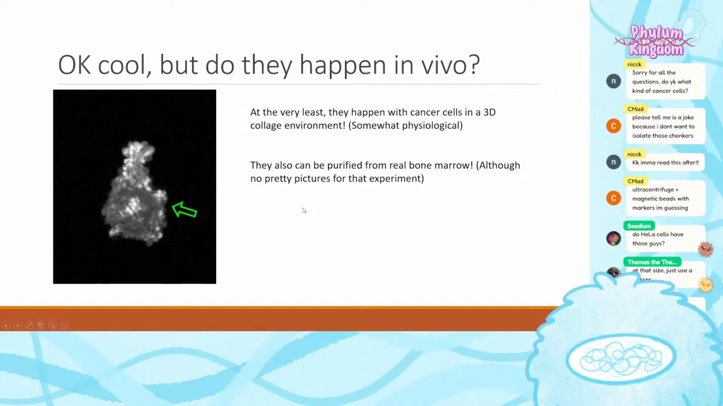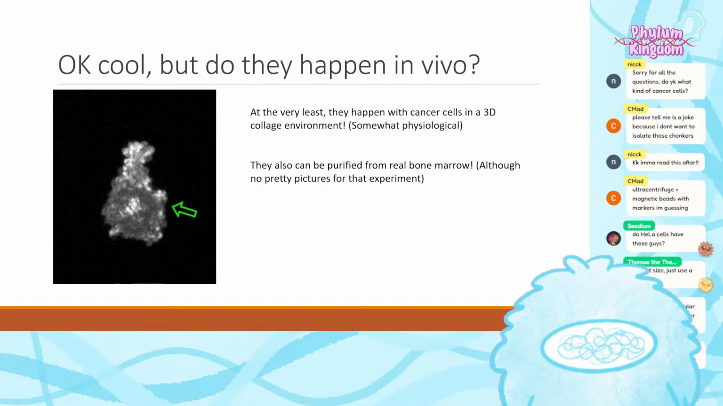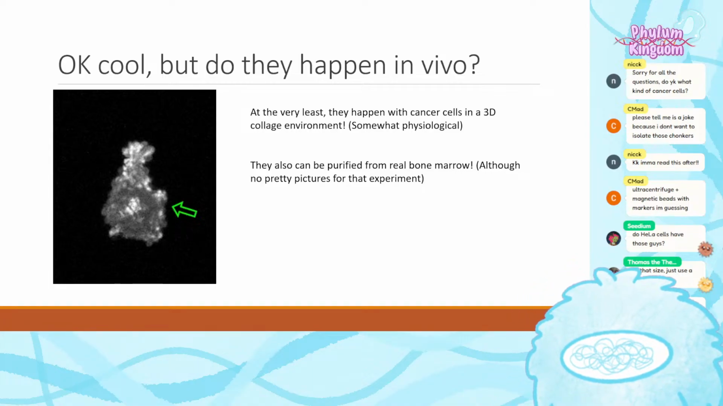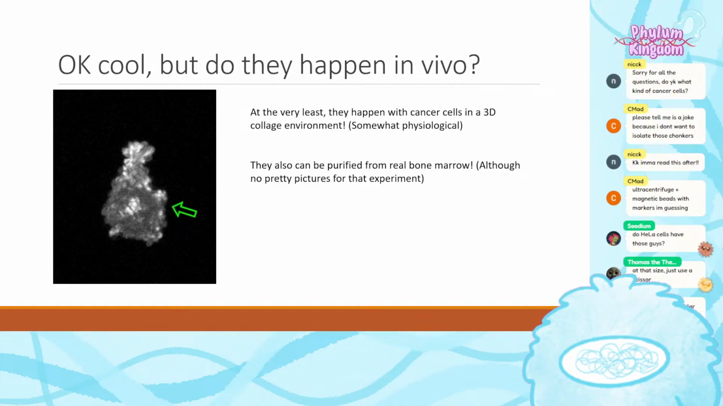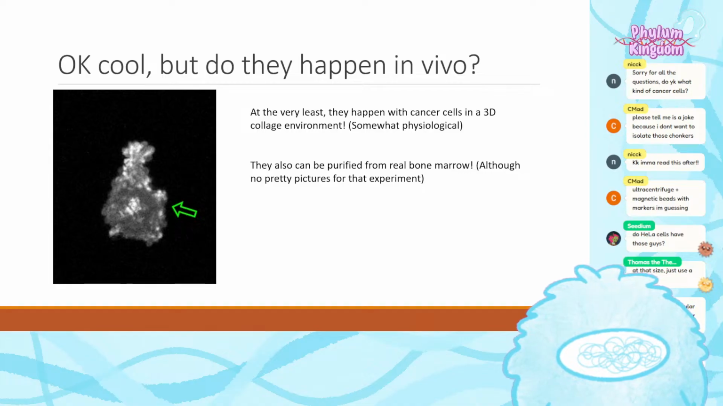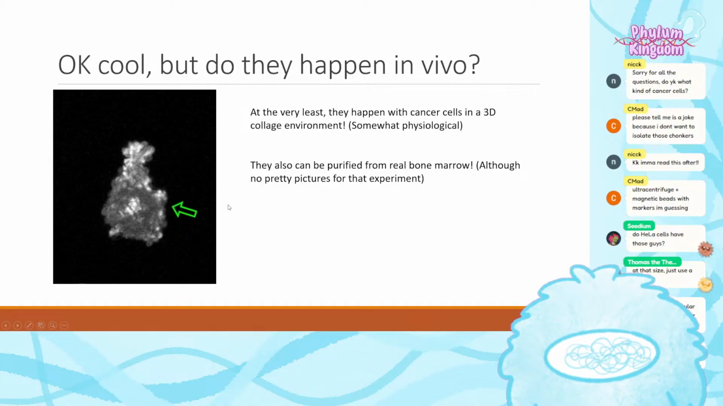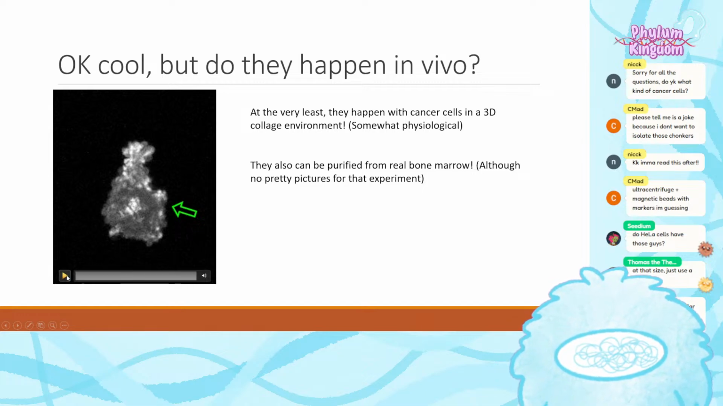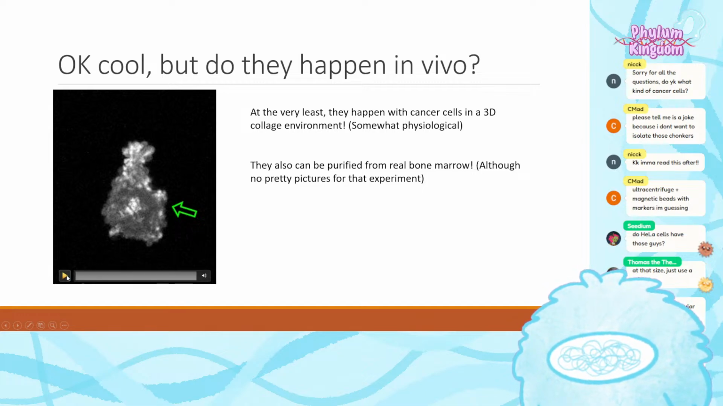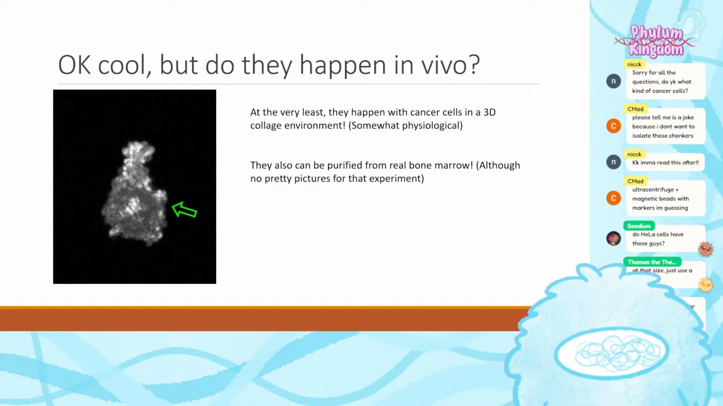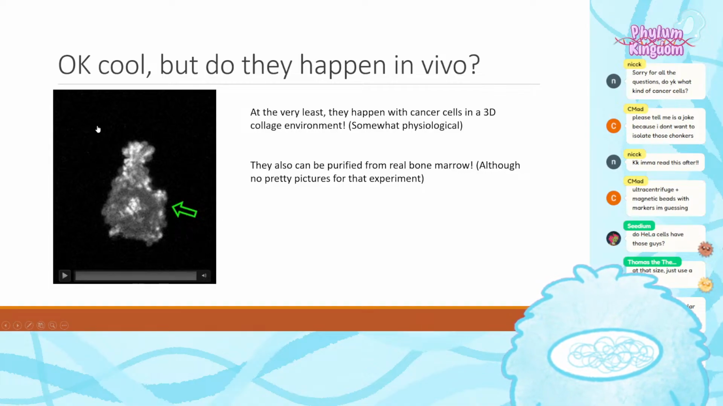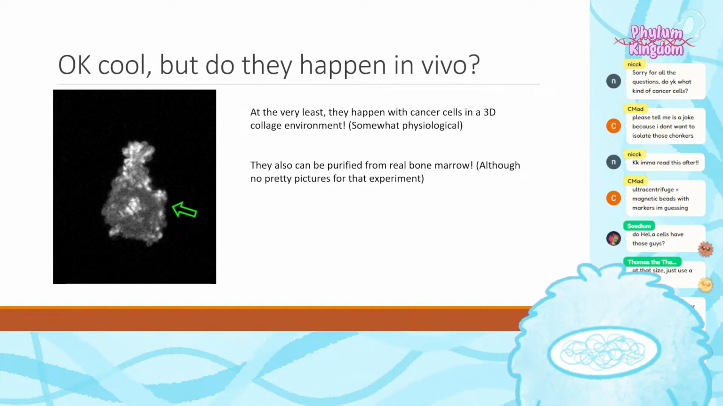Okay. So it's cool that these cancer cells make these blebosomes, but do they actually happen in the context of biology, or is it something that they just do when you isolate them, right? Because admittedly, up until this point in the paper, it's a very artificial system. At the very least, they happen when cells are in a 3D collagen environment, which is somewhat physiological. So this is a video of a real cancer cell that is embedded in a 3D collagen matrix, much like what you would see in a real living body. And the arrow is pointing to the cell, and there's going to be a bleb that forms on top of this cell, and you can actually see the blebosome forming in real time.